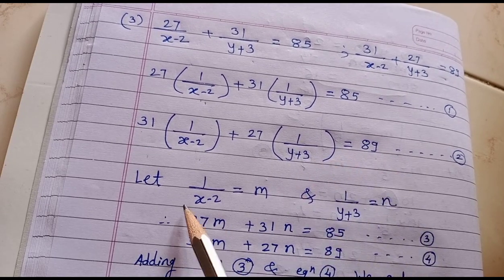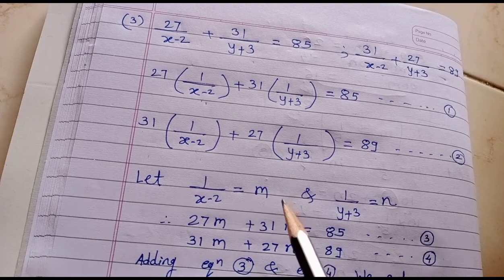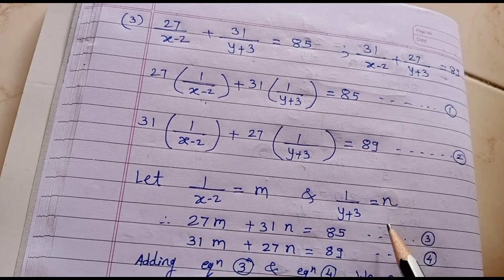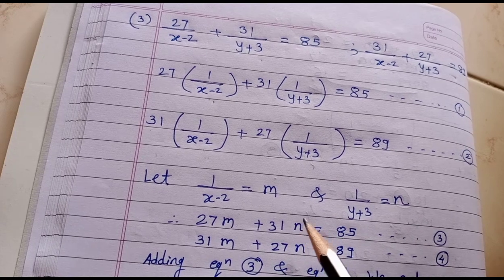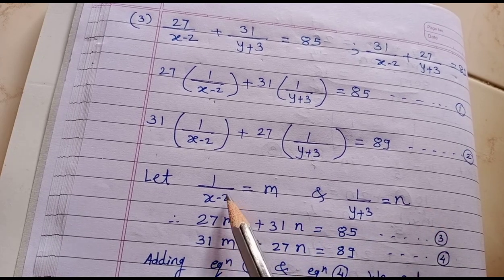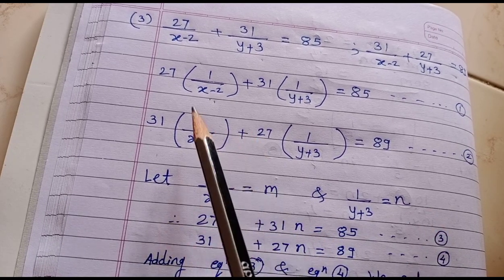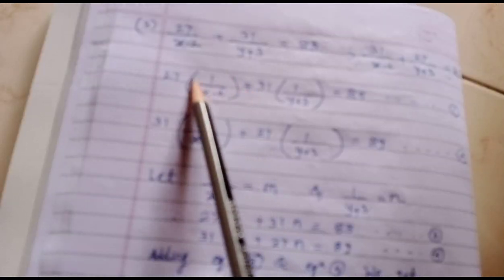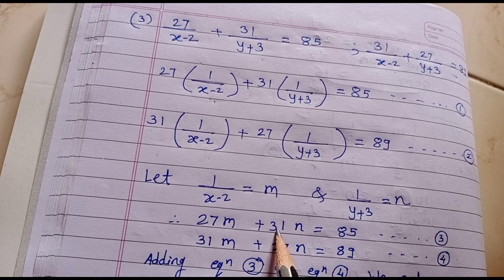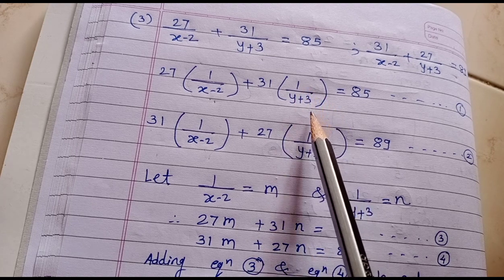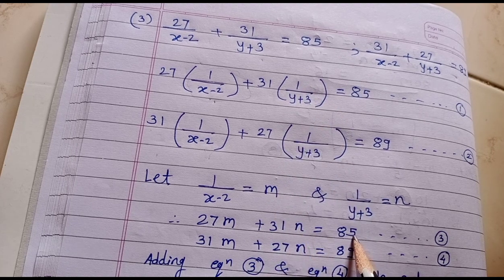Now let 1 upon x minus 2 equal m and 1 upon y plus 3 equal n. You can take any variables, but here I am taking m and n. So instead of 1 upon x minus 2, I write m: 27m plus 31n, where instead of 1 upon y plus 3 is n, is equal to 85. That is the third equation. Here also 31m plus 27n is equal to 89.